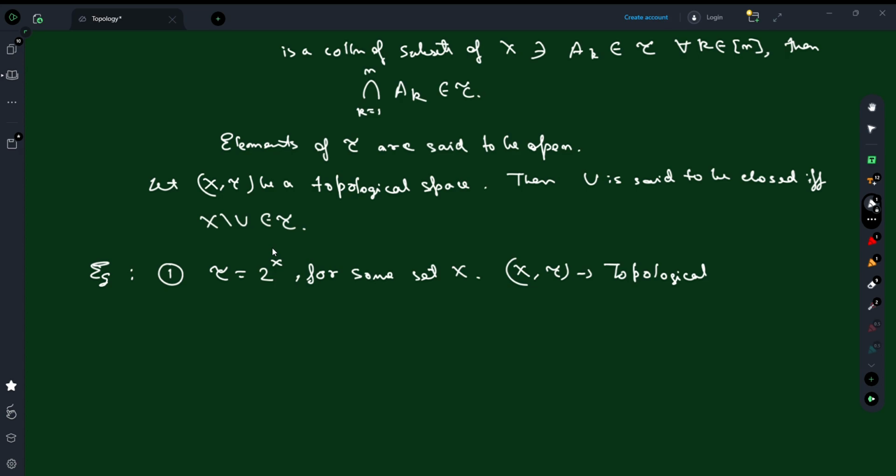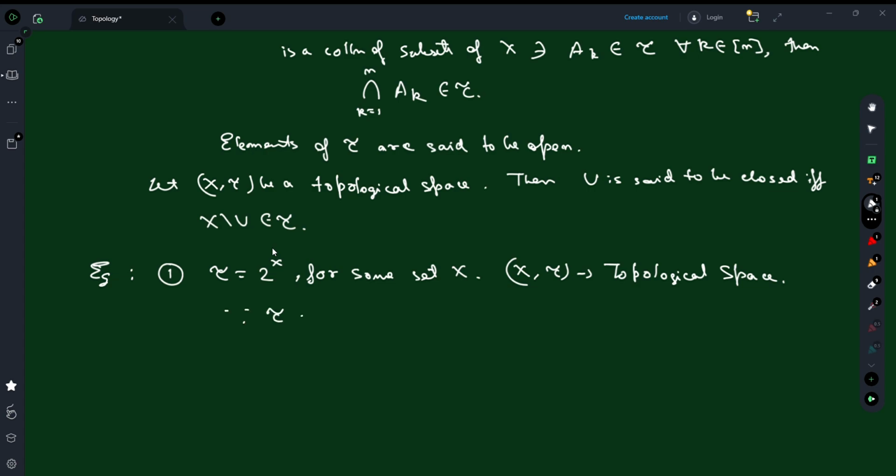The null set is also a subset of X, as declared, so it's also inside 2 to the power X. So it's just a topological space. One thing to obviously notice here: since tau contains all subsets of X, every element in tau is obviously open, but it's closed at the same time, right?